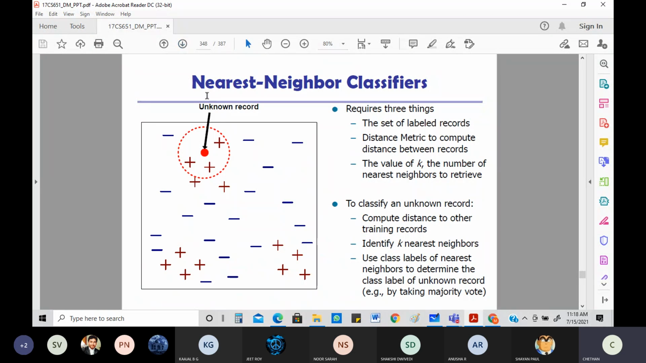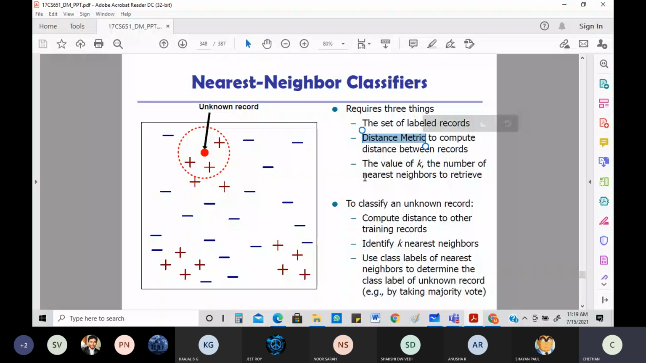Again, we take what is the nearest neighbor classifier. You see plus one, all those things are records, test records and all. What is required with regard to nearest neighbors? You require three things. Number one, you need a set of labeled records. Okay, good. Then you need a distance metric.